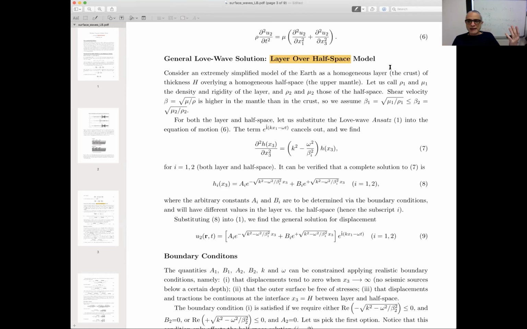If we didn't have discontinuities within the Earth, if elastic properties changed very smoothly with depth or were uniform, then we would not observe Love waves. Okay, I'm sort of just telling you this at this point. One could also give a mathematical proof for that.